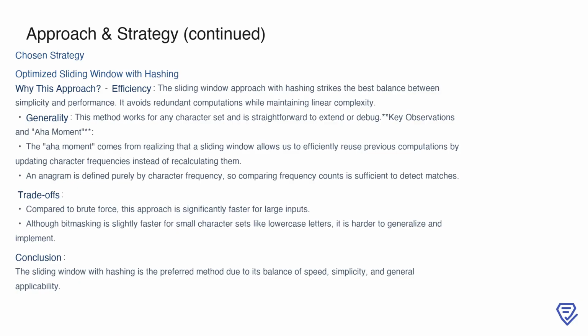The key insight here is that an anagram is defined purely by character frequency, so comparing these frequencies is both sufficient and efficient for detecting matches. This realization, combined with the use of a sliding window to maintain and update frequencies dynamically, is the aha moment of this approach. While bit masking may offer a slight performance edge for small character sets, it is harder to implement and less adaptable. Brute force, on the other hand, is too slow for large inputs. Overall, the sliding window with hashing stands out as the most practical and effective solution for this problem, striking the right balance between speed, simplicity, and generality.